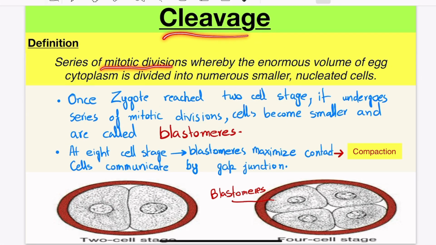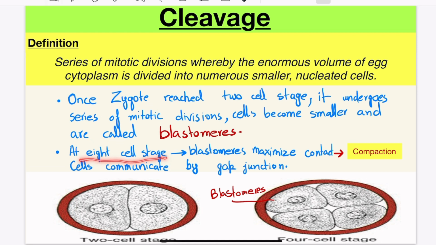Cleavage is a series of mitotic divisions whereby the enormous volume of egg cytoplasm is divided into numerous small nucleated cells, or we can say that a cell divides into many small cells by mitosis. Once the zygote has reached the two-cell stage, here is the two-cell stage, it undergoes a series of mitotic divisions, becomes smaller and smaller, and the cells are called blastomeres. Here are the blastomeres, 1, 2, 3, 4.